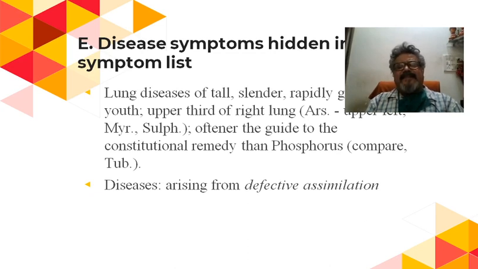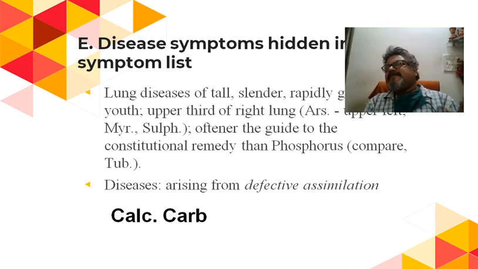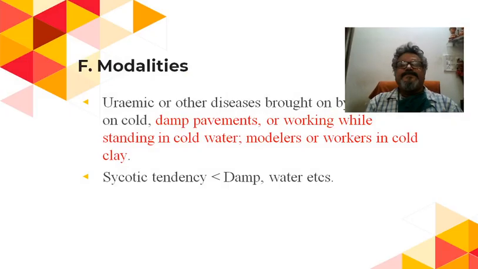But another thing, it is written, disease arising from defective assimilation. So quite naturally, you have seen the strong tubercular tendency. With the defective assimilation, the tall, slender, rapidly growing personality, where phosphorus is indicated, there is an alarm that you don't prescribe phosphorus, you prescribe this. Now, what is the drug? Yes, the drug is calcarea carbonica. So how beautifully it is written, and how beautifully we are getting the symptom, the miasm, from the symptoms. So it is a tubercular tendency that we are getting in calcarea disease symptoms.